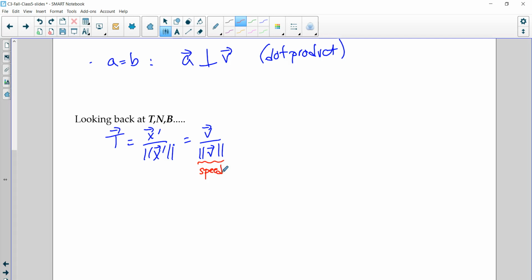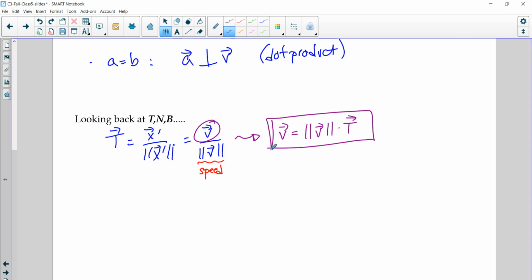And if I just rearrange it and solve for v, what I end up getting is that v is equal to the length of vector v, or the speed, times the unit tangent vector. Okay, that's kind of fun. So that might be something that we keep in the back of our brain.